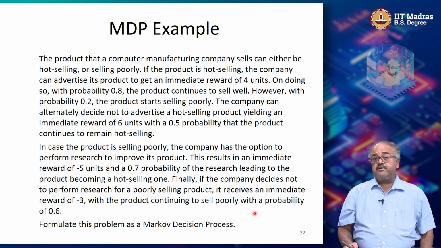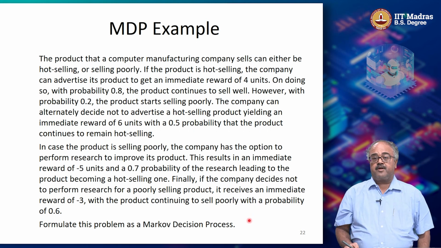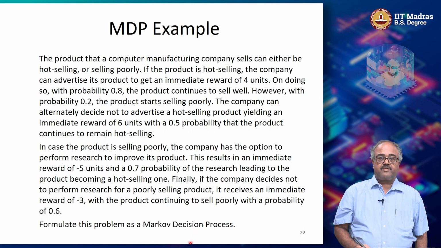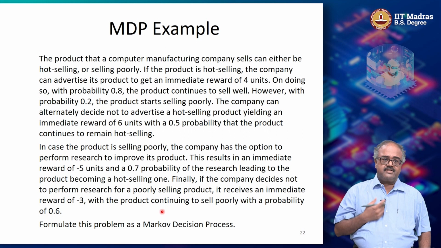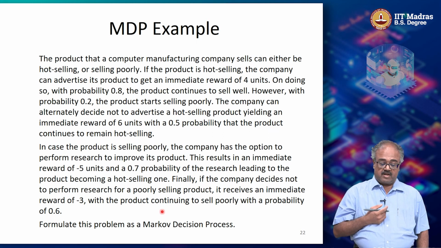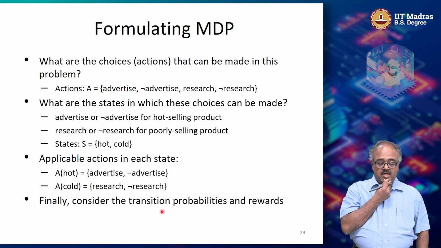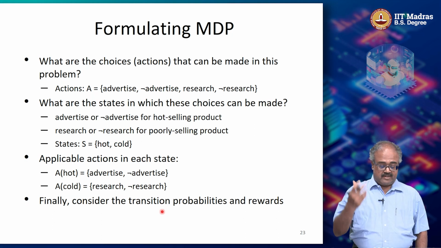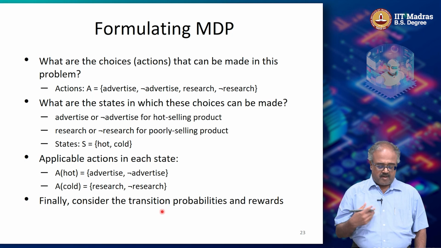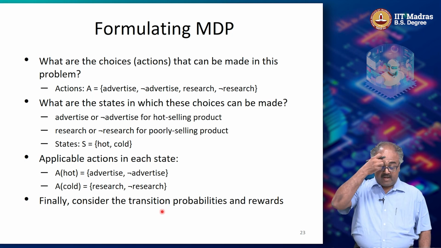But you'll continue to remain a poor product with a very high probability, in this case 0.6, okay? So I've given you a lot of numbers, a lot of actions and things like that. Let's see how we can formulate this as a Markov decision process. So what are the states, actions and rewards? That's, and the transition probabilities and rewards. That's what we have to look at, right?